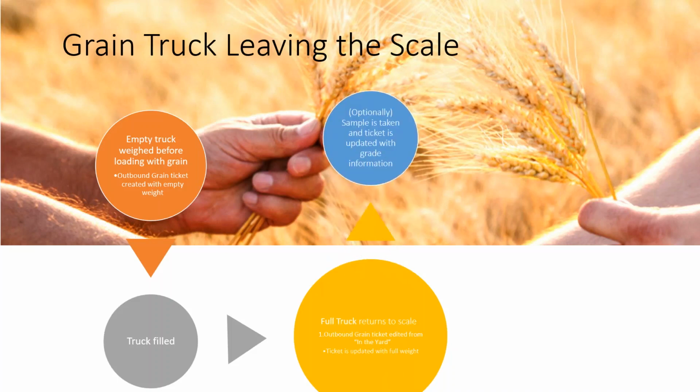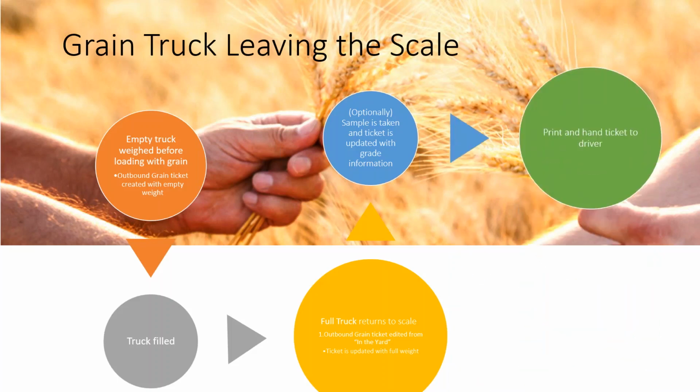Optionally, we can take a sample and run that sample through the grading equipment, so we can have our outbound grades if we choose to record that information, or if in your operation that is a step you'd like to take. And then we print and hand the ticket to the driver. So real simple scenario. Truck is empty, gets filled, gets weighed. We can take the grade information in and print the scale ticket.